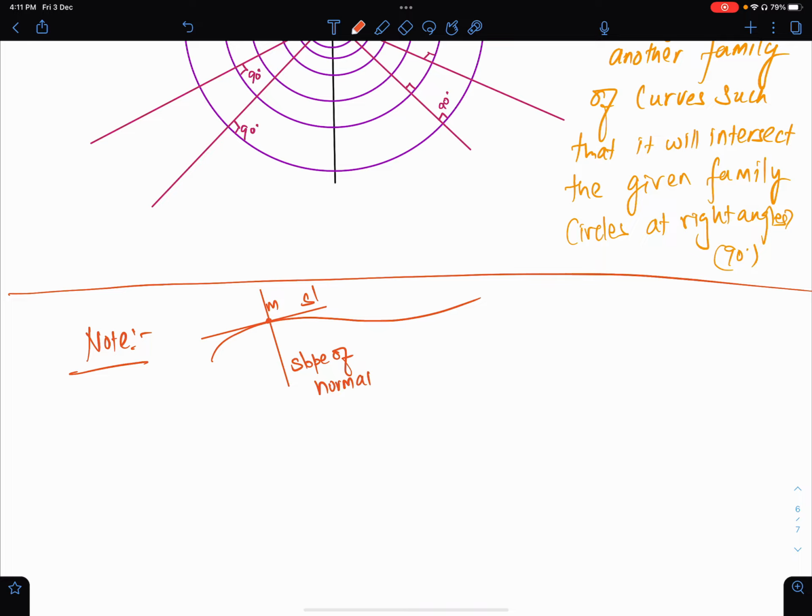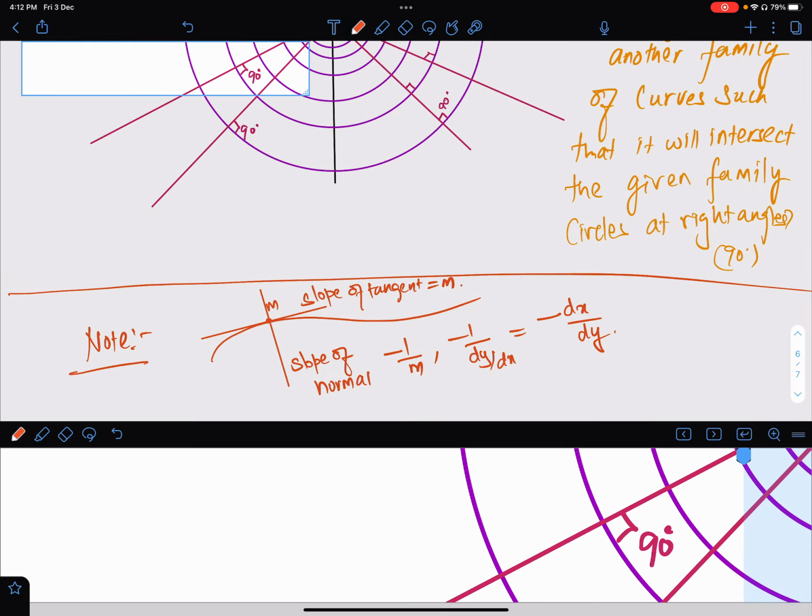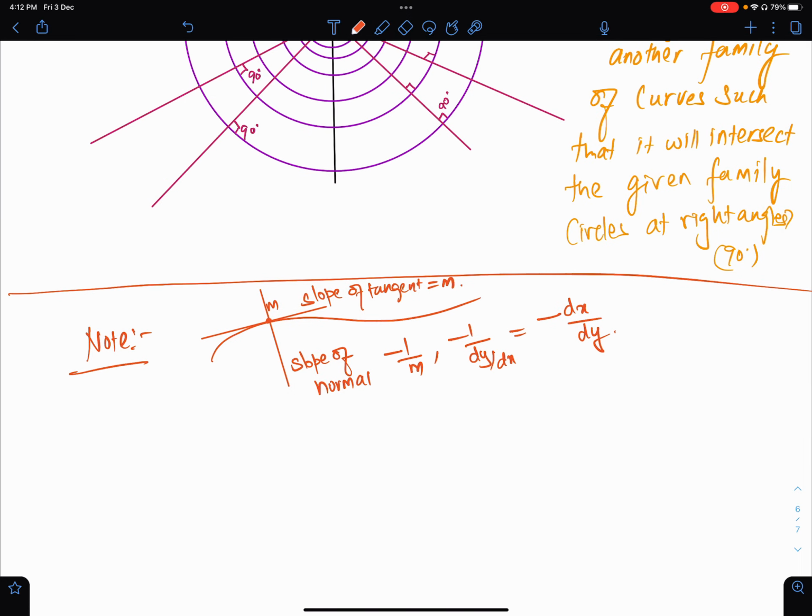What is the slope of the tangent here? It is m. What is the slope of the normal? If you know the slope of the tangent, you can write the slope of the normal as minus 1 by m. You know what m is? m is nothing but dy by dx, so the normal slope is minus dx by dy. So this concept will be included here.